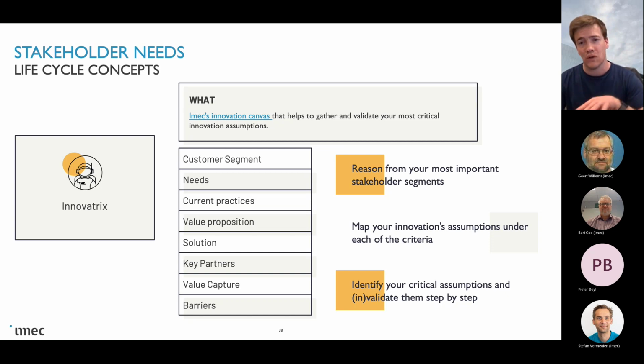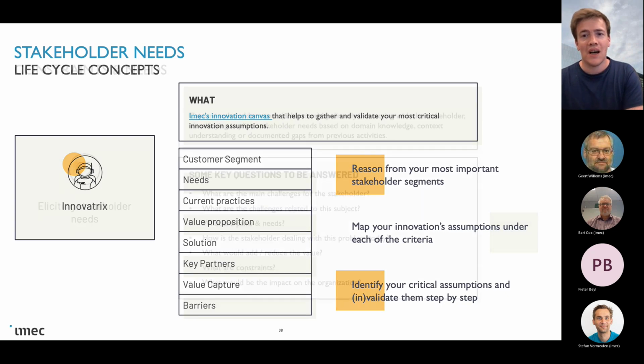So it sets focus to your research or your efforts. It's an assumption-based philosophy. We map these assumptions on these 8 criteria for any innovation project. We actually have adaptations depending on certain industries or branches of technology, but these are valid for each innovation until now. We've been using this for over 10 years.